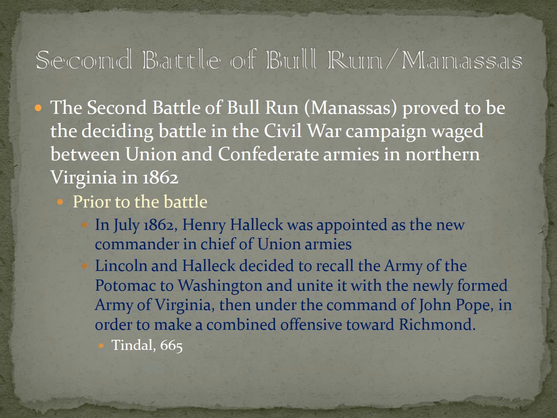Now, some things you need to be aware of before the Second Battle of Bull Run happens is that in July of 1862, as I just mentioned, Henry Halleck was appointed as the new commander-in-chief of the Union armies, and that's due in part to McClellan's failure in the Peninsular Campaign and, of course, his tongue-lashing to Lincoln. And then Lincoln and Halleck decided to recall the Army of the Potomac, which was being led by McClellan. They called them back to Washington, and they are going to unite that particular army with the newly formed Army of Virginia, then under the command of John Pope. And the idea here is that they want to make a massive strike against Richmond.